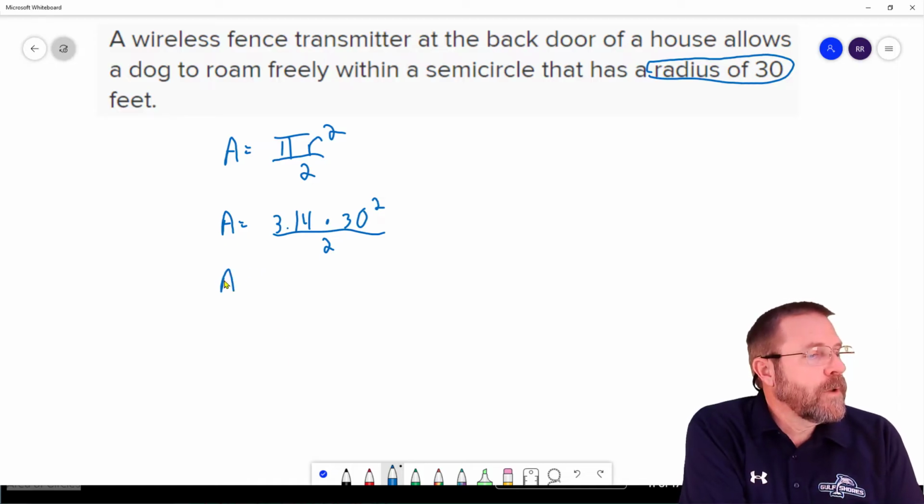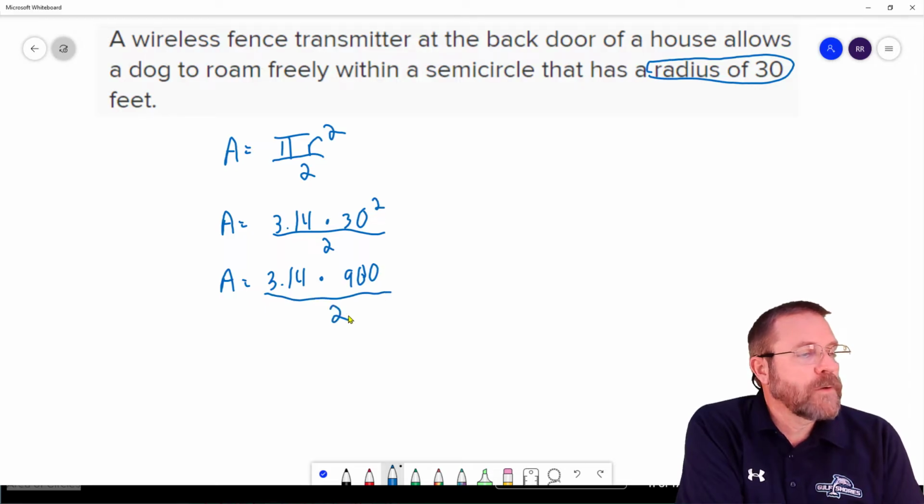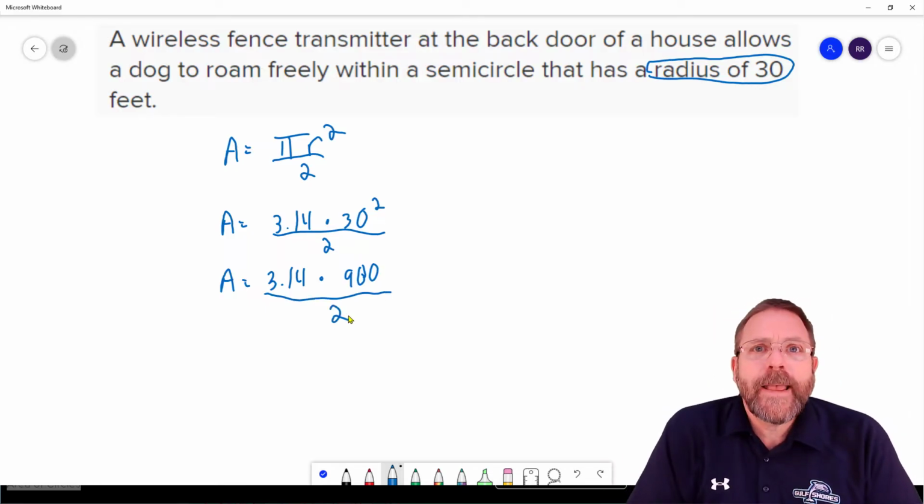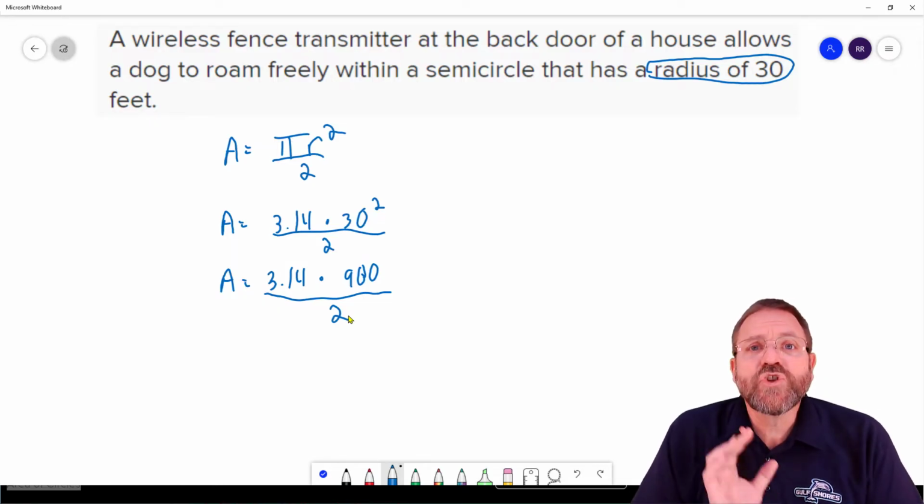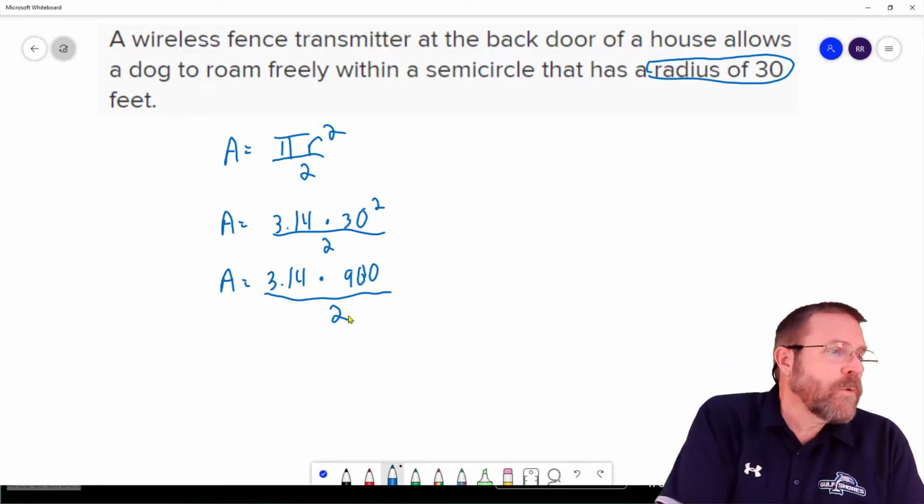Now area is equal to 3.14 times, well, 30 squared, that's going to be 900. And once again, we have all divided by 2. At this point, I have options. I can multiply 3.14 times 900, I can divide 3.14 by 2, or I can divide 900 by 2. And dividing 900 by 2 is stupid easy, so that's what we're going to do first.